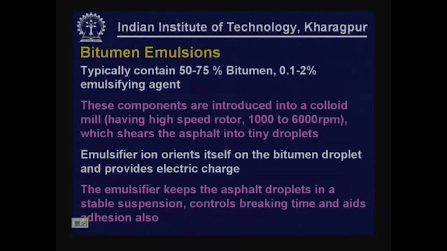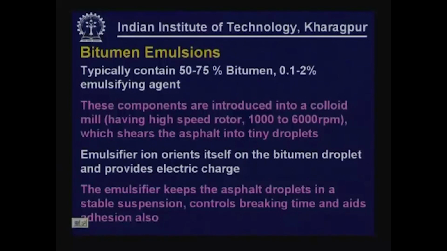Emulsions typically contain about 50 to 75% bitumen. Ultimately, this is the bitumen that we are going to actually use. This is the bitumen that we are going to use to coat aggregates, coat any surface. So, all our calculations will have to be on the basis of what is the bitumen that is going to be finally available out of the emulsion, because water is going to go away.